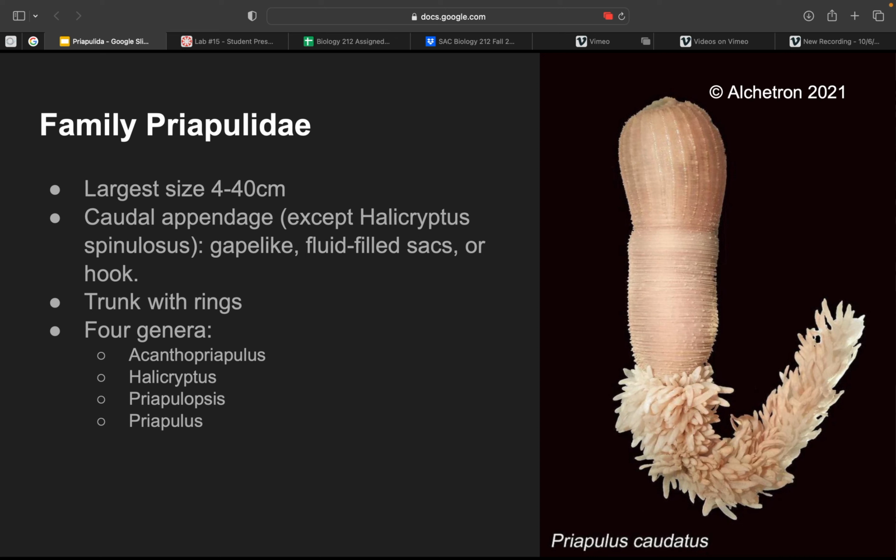The first family is Priapulidae. They are larger in size. They have a caudal appendage that looks grape-like, with fruit frills or hooks. They have a trunk with rings, and they have four genera and nine species.